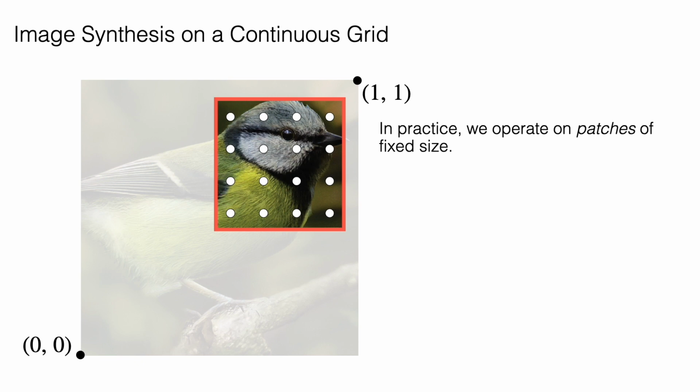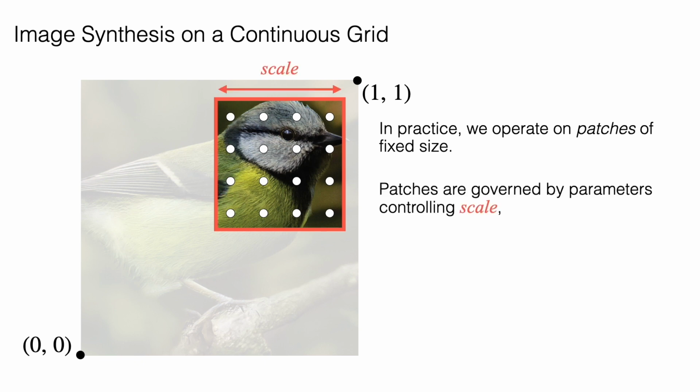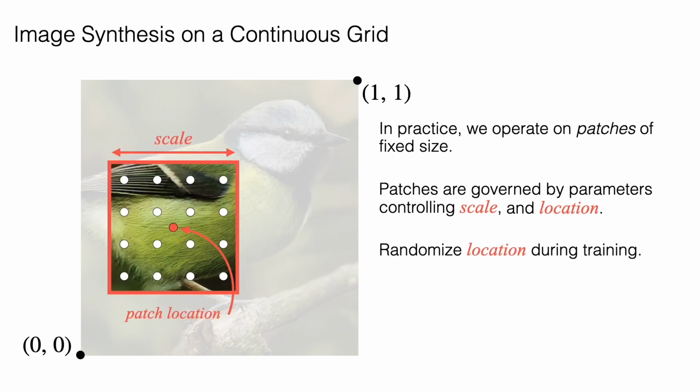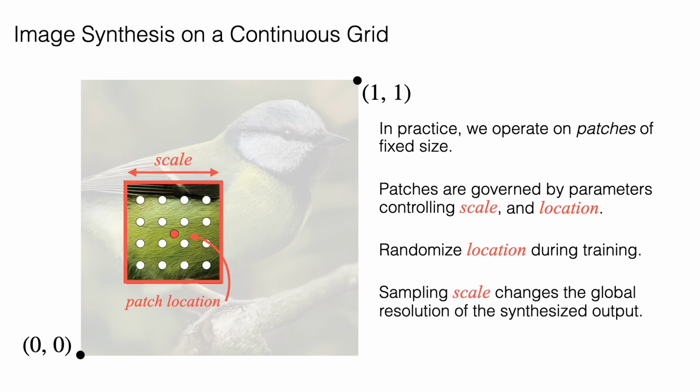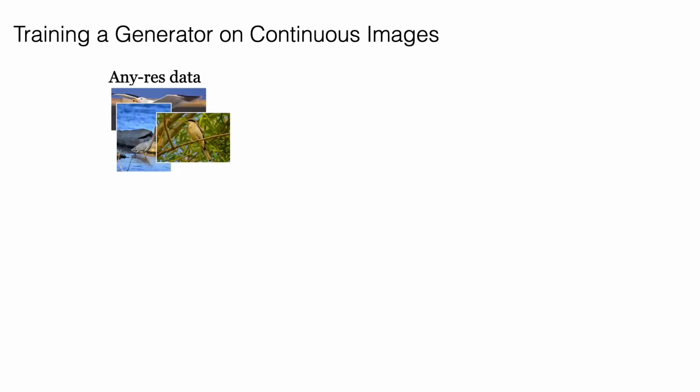But how do we make this work in practice? We first define a fixed patch size. This sets a coordinate grid, which is controlled by a scale parameter and a location parameter. We randomly sample the location parameter during training, and also randomize the scale, which affects the global resolution of the generated output. We use a similar procedure on our AnyRes dataset.